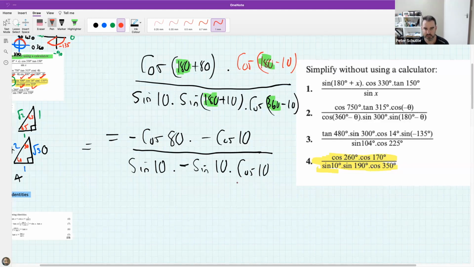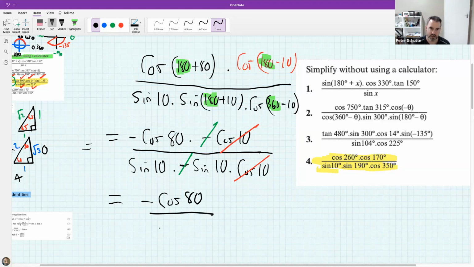I think a cos 10 and a cos 10 can go away. And I also think a negative over a negative is a positive. So I'm now left with minus cos 80 over the sine of 10 times the sine of 10. Ooh, that's looking a bit messy. What should I do next?